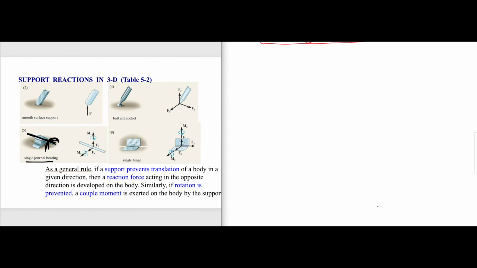Similarly, try understanding how a hinge works, how a ball and socket joint works. So by looking at a problem, what is the difference between the hinge and journal bearing? Now this hinge will not allow it to translate in that direction. So you have Fy, but it is free to rotate with respect to the y-axis. That is why you have no moment with respect to y, but it is not free to rotate with x, it is not free to rotate with z. So you have Mx, Mz.